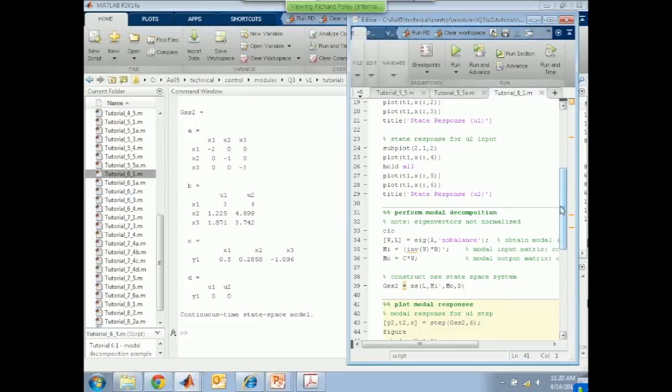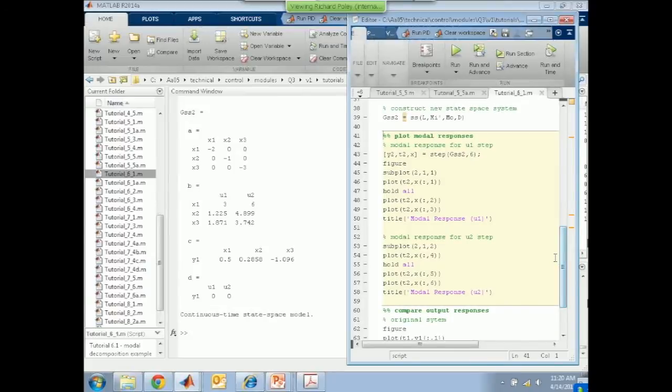I'd have to think about why it was transposed, but that is the right form of input matrix because it has two columns, there are two inputs, and then there are three rows because there are three states in this. And then there's the output matrix, modal output matrix, and the transmission matrix is still 0. And then what we'll do is exactly the same thing as we did before we carried out the modal decomposition. We'll conduct a step response and plot the states.